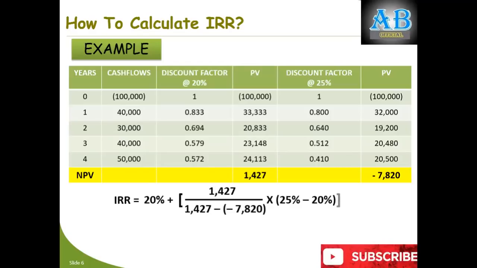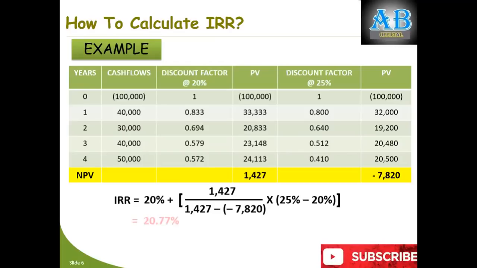We have put the data in the formula. This is the lower interest rate, which is 20%. NPV at the lower interest rate, which is 1427, divided by NPV at the lower interest rate minus NPV at the higher interest rate, which is minus 7820, times the higher interest rate, which is 25%, minus the lower interest rate, which is 20%.